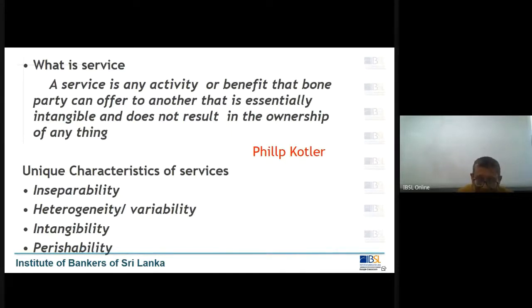Now we are going to learn the unique characteristics of services. Another way we can ask you is, how do services differ from products? Services have four important unique characteristics, or maybe you can put some more points here. Apart from these four points, you can add ownership.